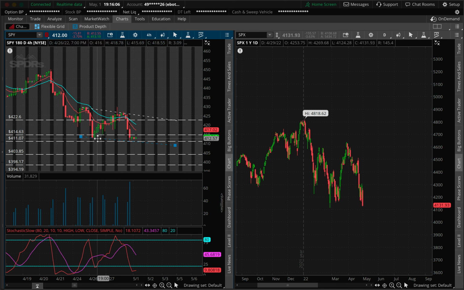Anything on the 4 hour? Maybe something right there, right? Kind of like a little bit of a falling wedge. I mean, this is no confirmation that it's going to boom and go up, you know?